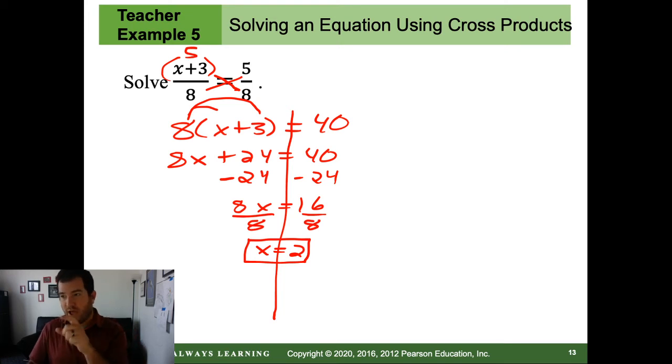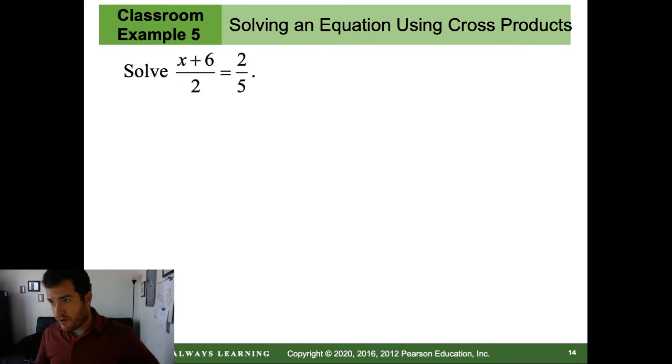Okay, so if you have something more than just a variable up here, remember we want to create that proportion, cross multiply, make sure you put that thing in parentheses, because then you're going to have to distribute, addition property of equality, multiplication property of equality, and we're good to go. Okay? Go ahead and give this one a shot.